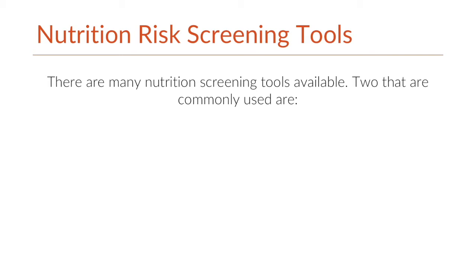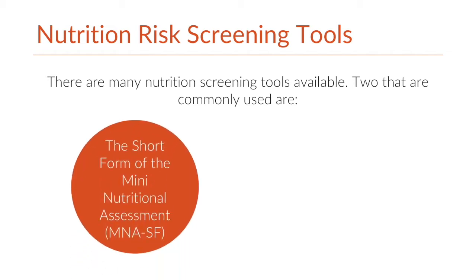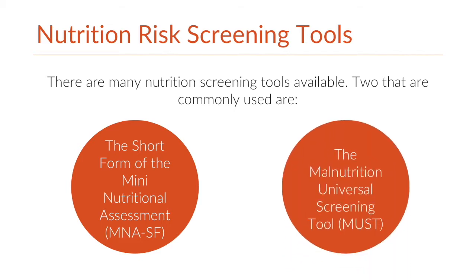There are many nutrition screening tools. Two that are commonly used in New Zealand are the short form of the Mini Nutritional Assessment, MNASF, and the Malnutrition Universal Screening Tool, MUST. Let's take a closer look at both of them.